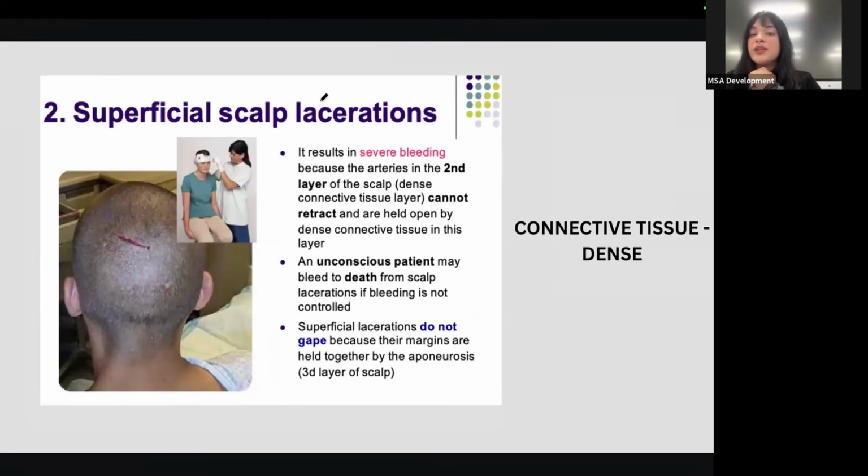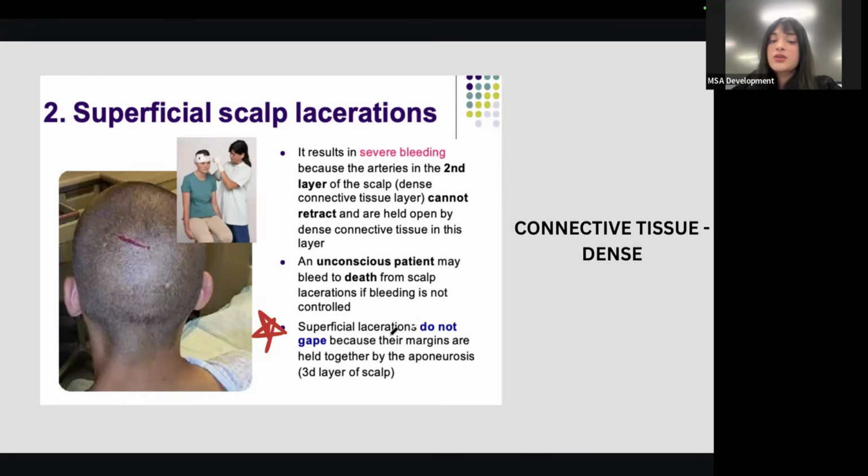It can result in severe bleeding because all the arteries are in the second layer of the scalp and they cannot retract because it's dense connective tissue. It's going to keep them open. So if an unconscious patient gets lacerated, he may bleed to death if the bleeding is not controlled. A very important point over here.